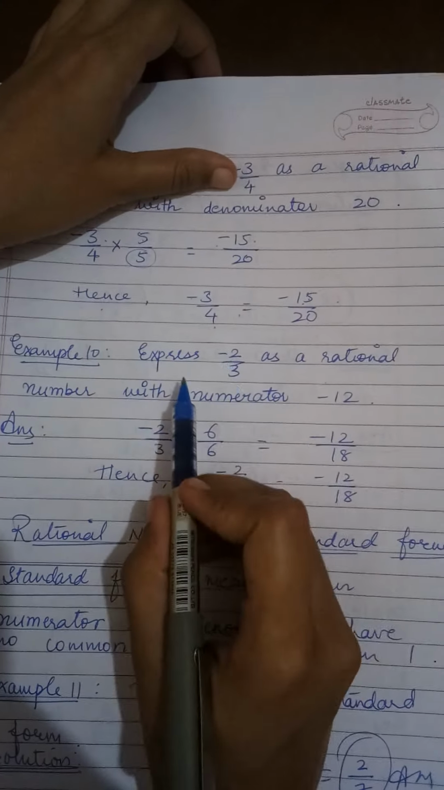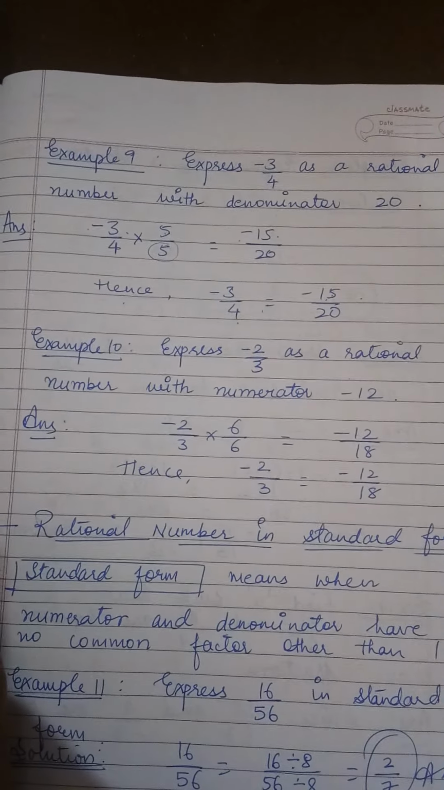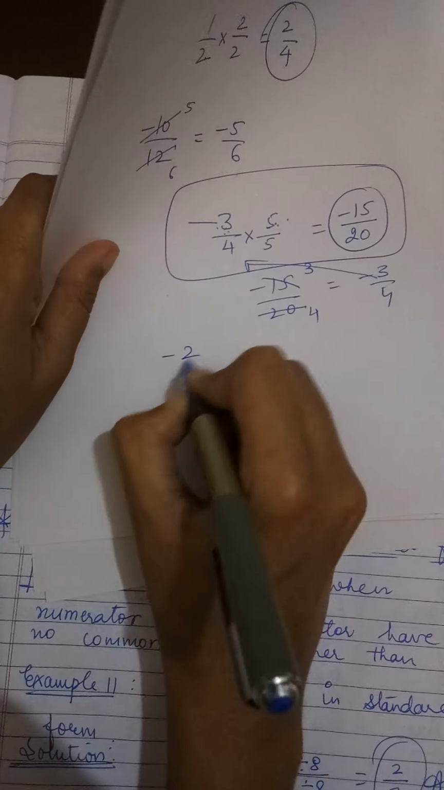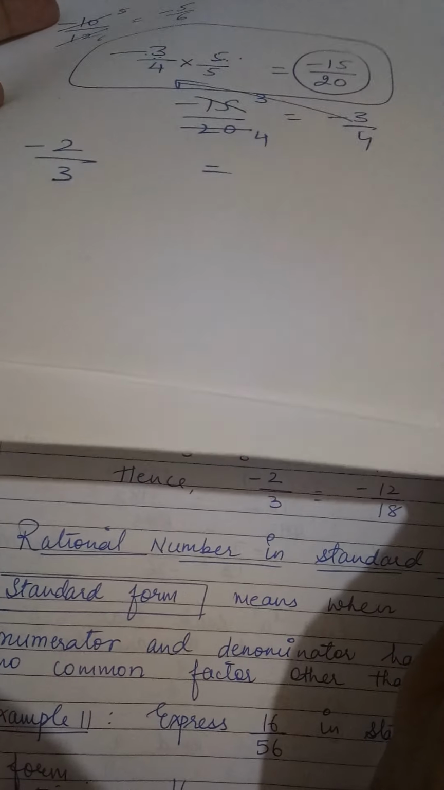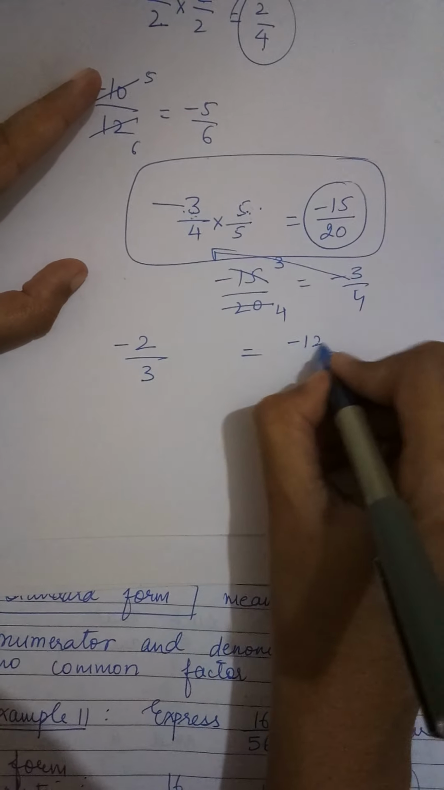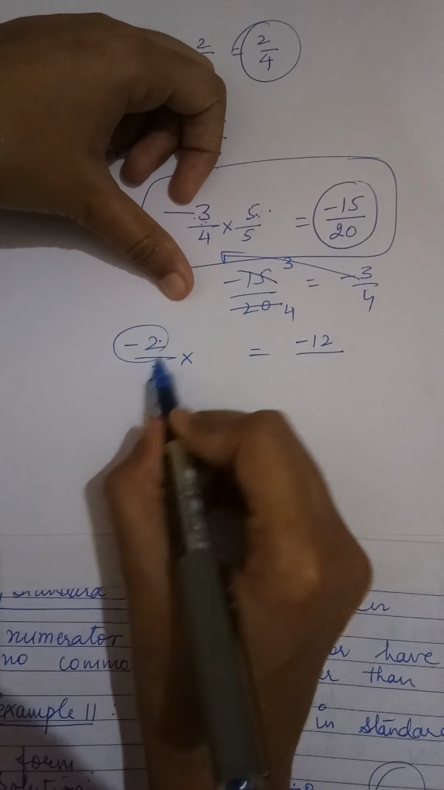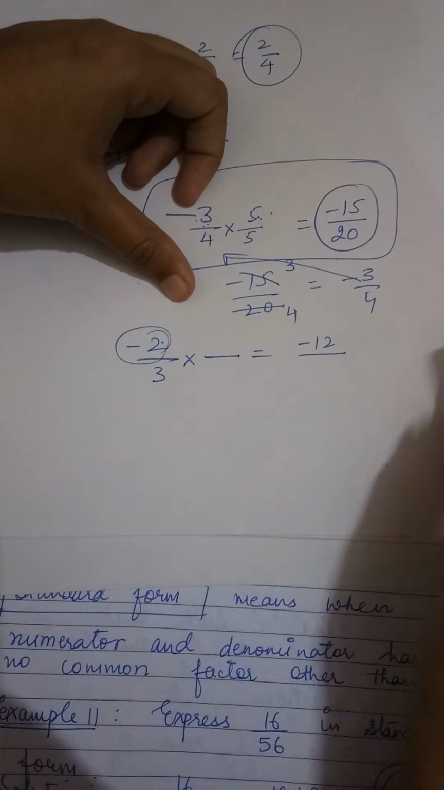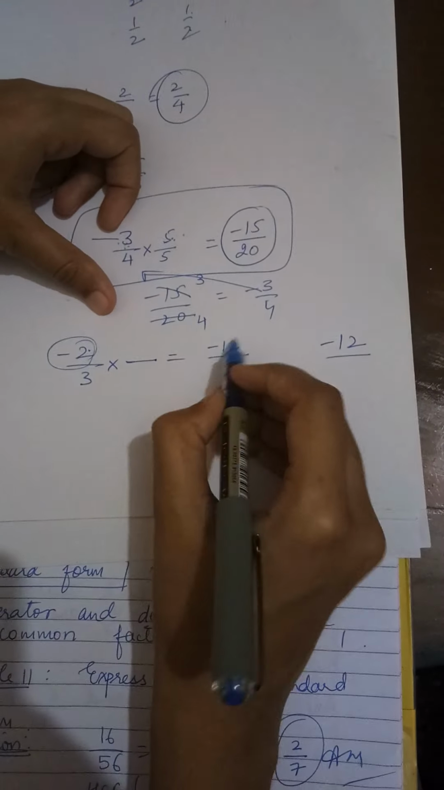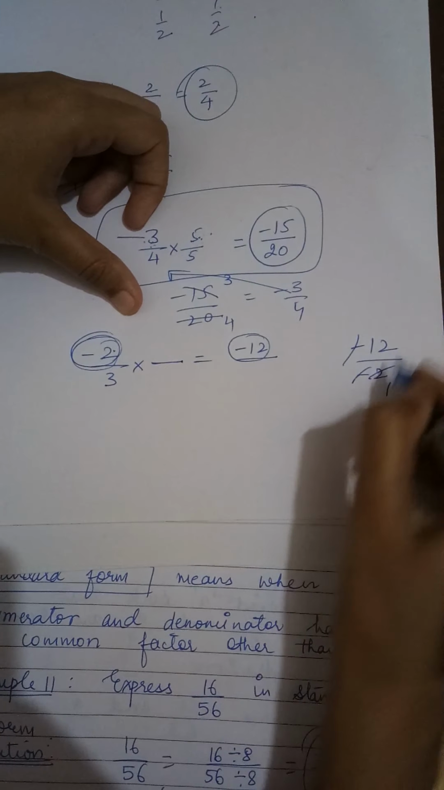Now the next is express minus 2 upon 3 as a rational number with the numerator minus 12. Okay, so now we are having minus 2 upon 3, and now my numerator should be minus 12. So if I have to multiply this minus 2 with a certain number, then I should get minus 12. The other way of doing it is also like I can divide minus 12 by minus 2. Minus minus cancel, 2 sixes are 12.